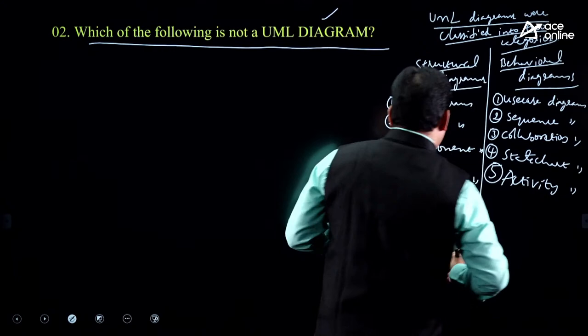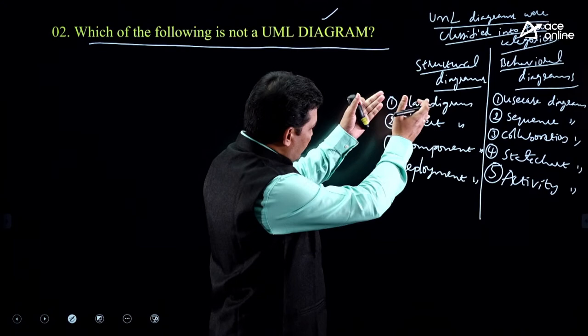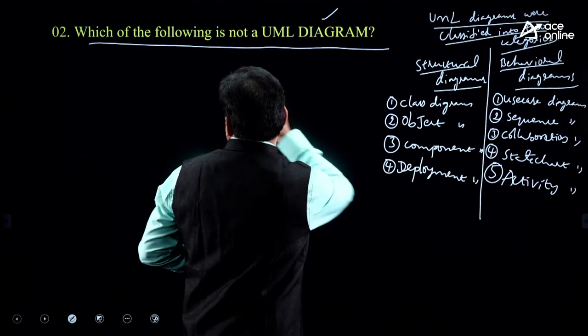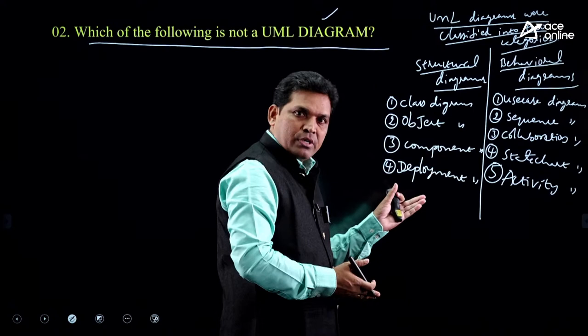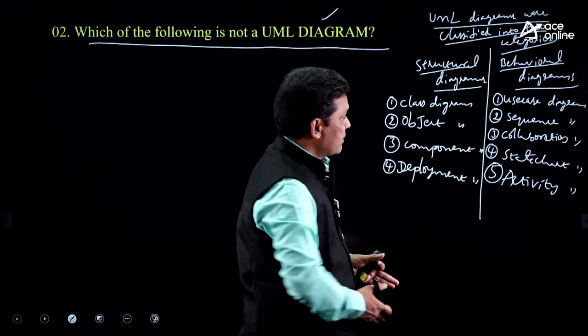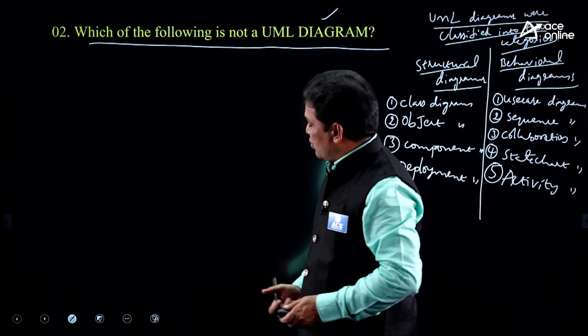UML diagrams are classified into two categories. If you want to answer the question, which of the following is not a UML diagram, you should know what UML is. UML diagrams are classified into how many categories? Two categories. Structural diagrams are of four types, whereas behavioral diagrams are of five types. You should know this; then you can answer this particular question.